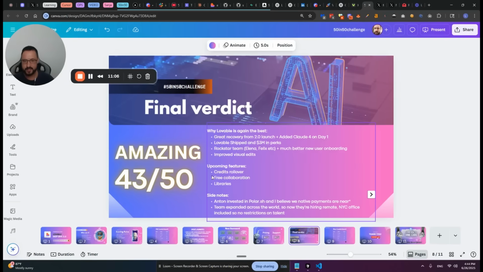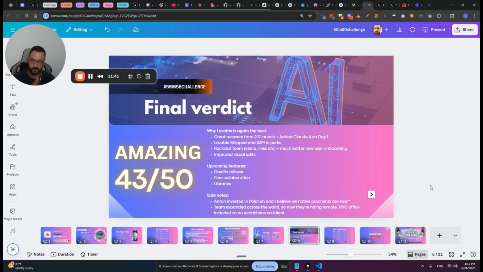Lots of other changes on the upcoming features. Again, we talked about credits rollover, free collaboration, and libraries. Libraries are, to me, the main thing, right? People starting off don't know what they can do. We, the creators who have been using this tool, in my case for a year now, can build templates that people can just take over, clone, and maybe make some money from. That's going to be a massive creator economy-driven platform. And that's big. That helps everybody. That helps us, and it helps these users save more money because they're not starting from scratch.